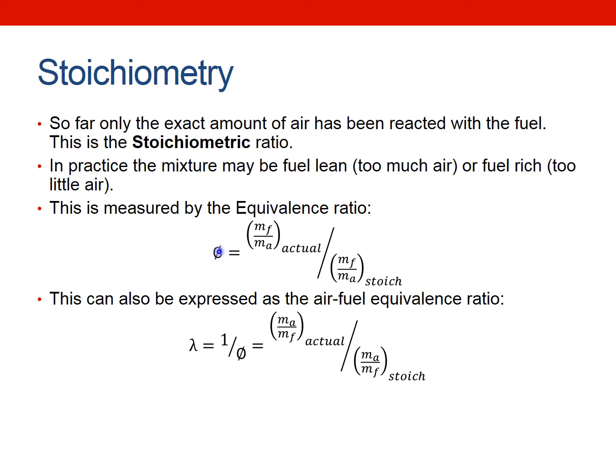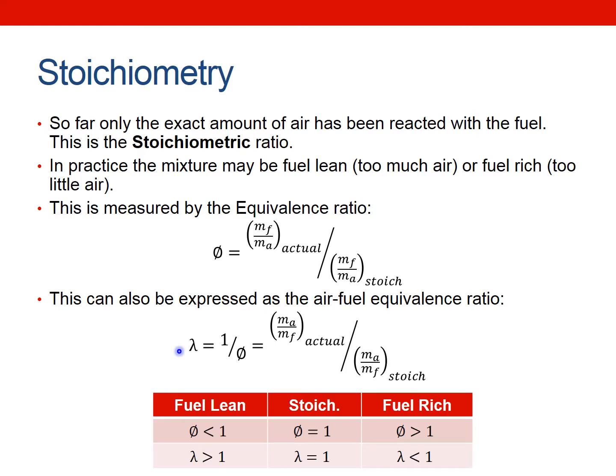This tends to be more used in gas turbines, but lambda tends to be more used in the automotive industry, so you'll probably see this one, but you should be very clear about which one you're talking about, because they are completely different. And this table highlights it really. For stoichiometric, it doesn't matter whether you're looking at lambda or not, the answer is 1.